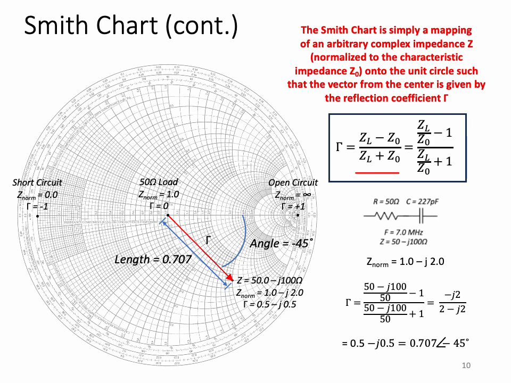Let's take a concrete example to see what this transformation does. Suppose we have a series circuit consisting of a resistance R of 50 ohms with a capacitance C of 227 picofarads. At a frequency of 7 megahertz, 40 meter band, then this impedance was equal to 50 minus j100 ohms.